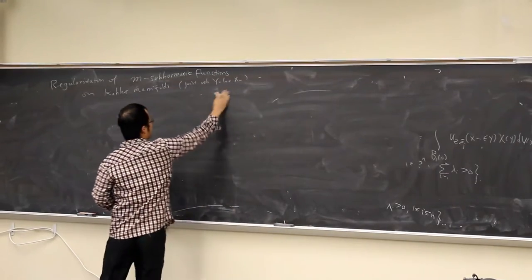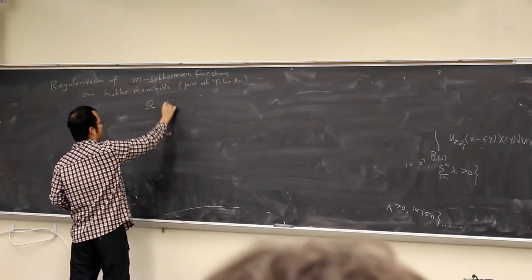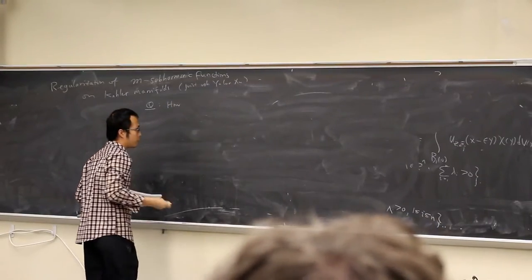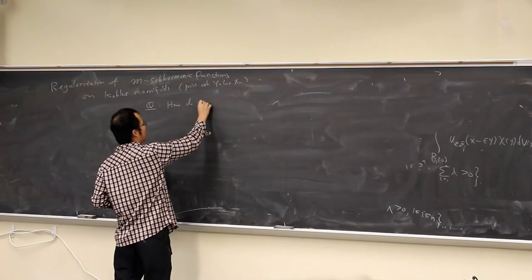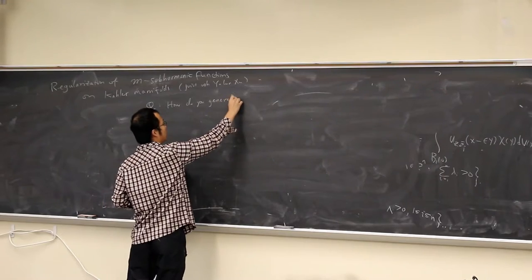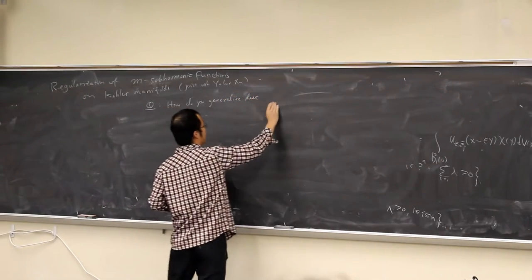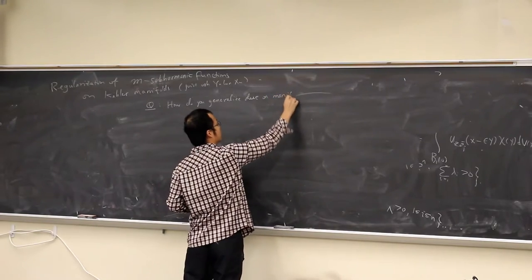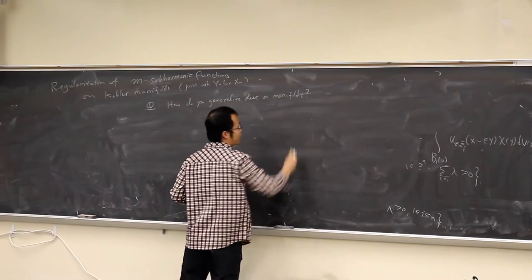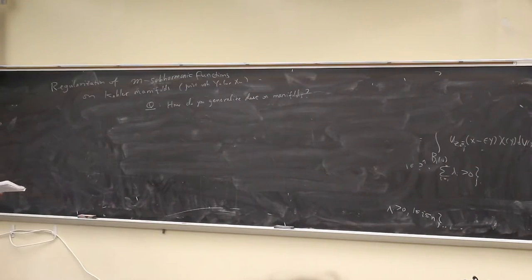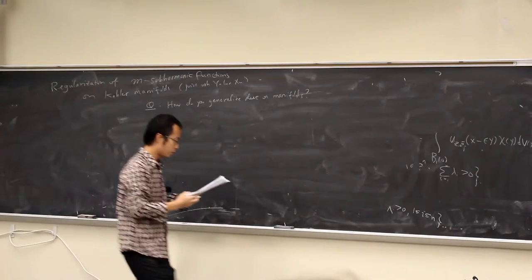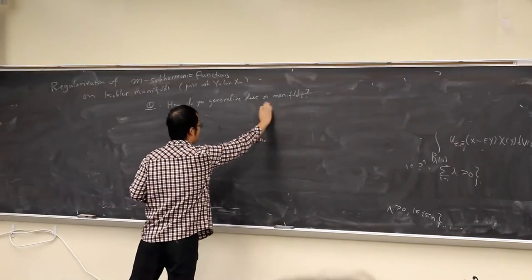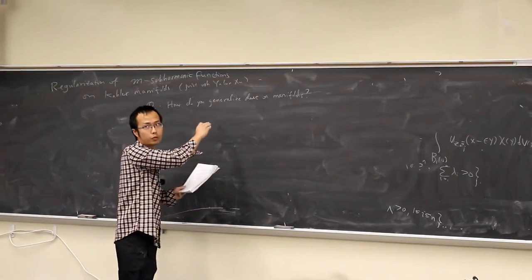So the natural question is this: how do these results generalize to manifolds? In other words, how do you generalize this to manifolds? I'm asking it in a very vague way. You want a smoothing that preserves subharmonicity. So this is a very vague formulation of the question, but let me try to make it more precise.